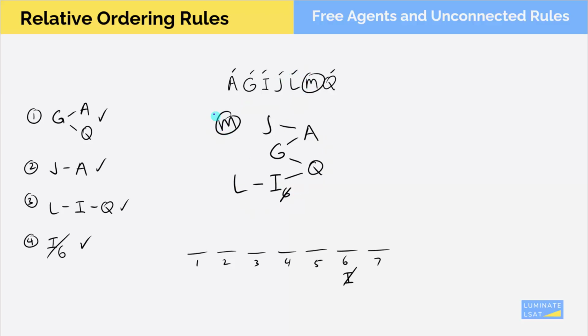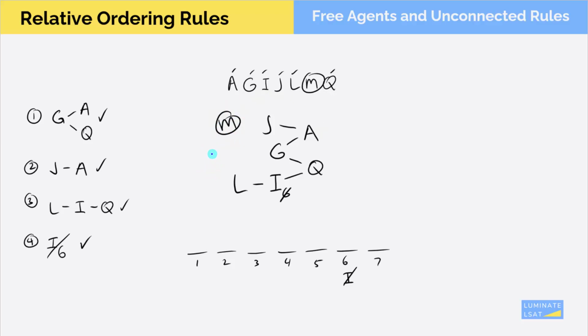So now let's talk about how the existence of a free agent and how an I not going in 6 slightly changes how we're going to read our diagram. First of all, who could go last? Now, ordinarily, you might think it would be A and Q as the only letters that could go last, but don't forget about the M, because the M has no rules about it. The M could also fit at the end. So that's how free agents can affect things. When you're thinking about who could go first or last or in any other spot, you have to remember the free agent.